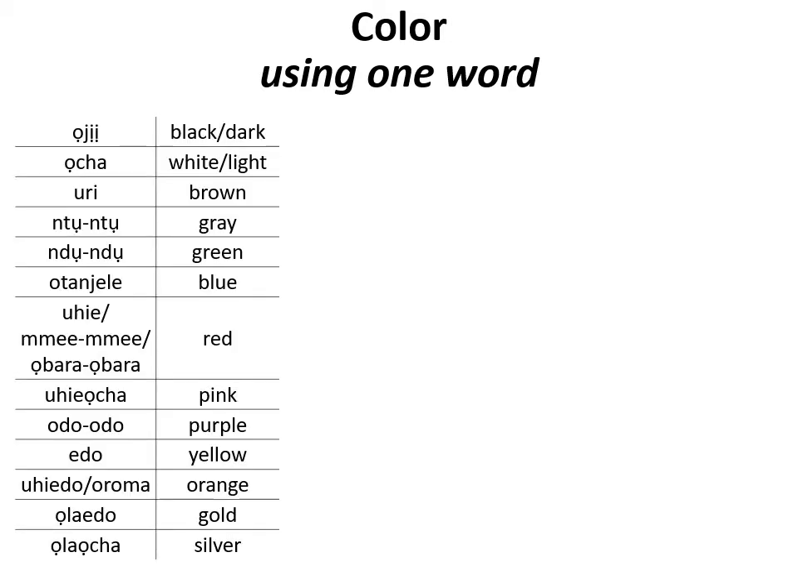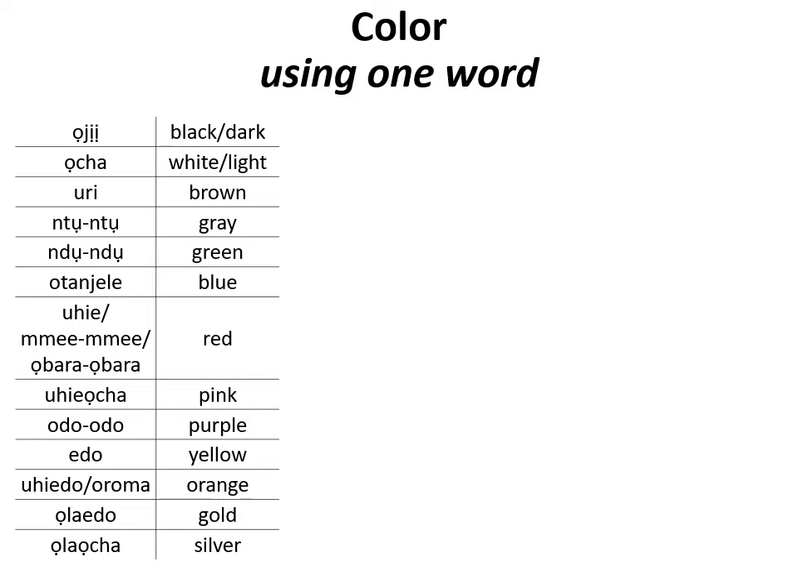Next we have color, and first we'll look at color using one word. So here are all the colors that we'll learn. Oji is black or dark. Ocha, white or light. Uri, ntuntu, ndundu. Otanjele, uhie or meme or obara obara. Then uhie ocha, ododo, edu. Uhie edu or oroma. Oledo and olocha.